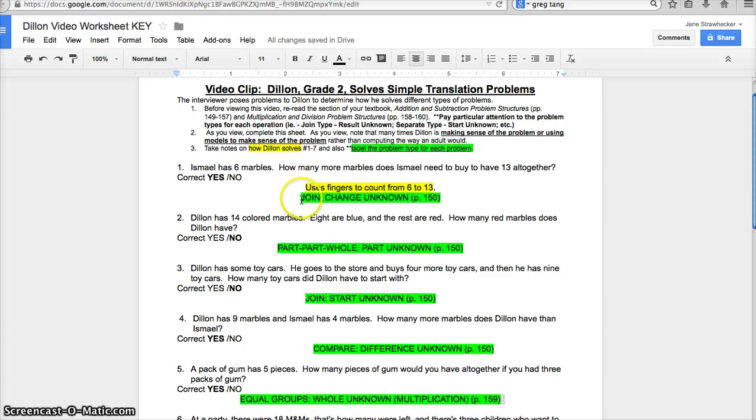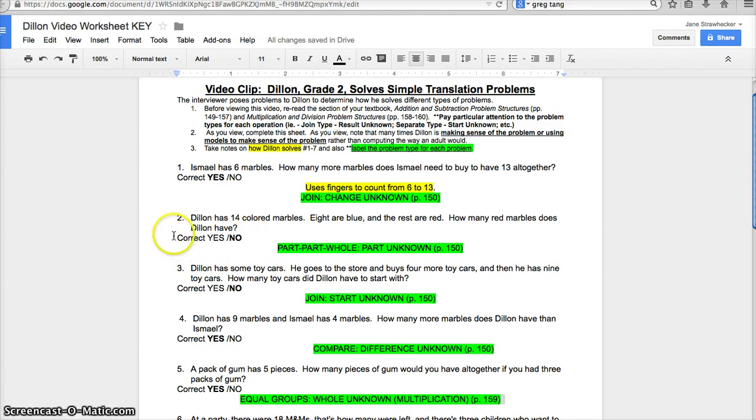So on the first one, we would call that join, change unknown. There are further examples of this on page 150 of your textbook. If I were to write this down, actually I'm going to address this problem again in the reflection question at the bottom, so I've already encoded it there. When I say encode, that just means write down the numbers that align to the story problem.